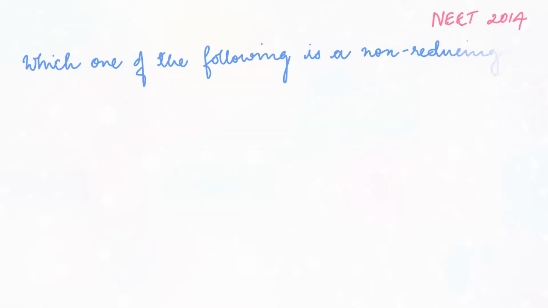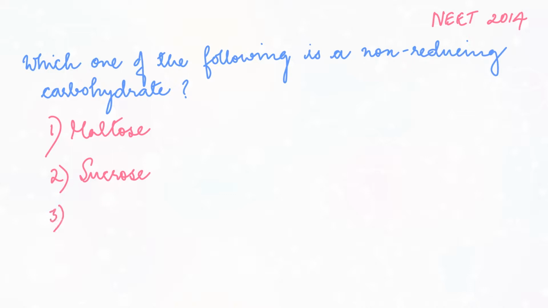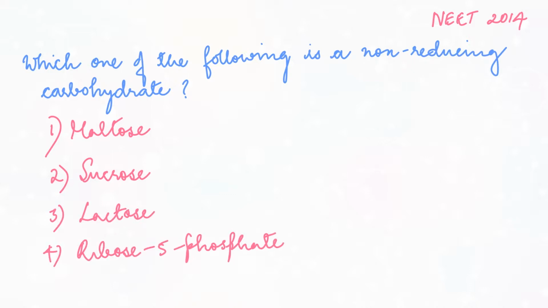The next question is from NEET 2014. The question is, which one of the following is a non-reducing carbohydrate? And the options are maltose, sucrose, lactose, ribose 5-phosphate. Now to answer this question, first of all, you need to know what a non-reducing carbohydrate is, or for that matter, what a reducing carbohydrate is.